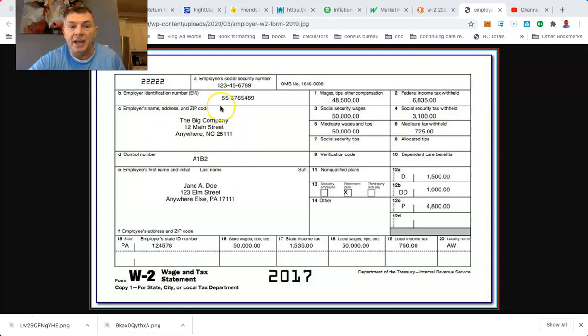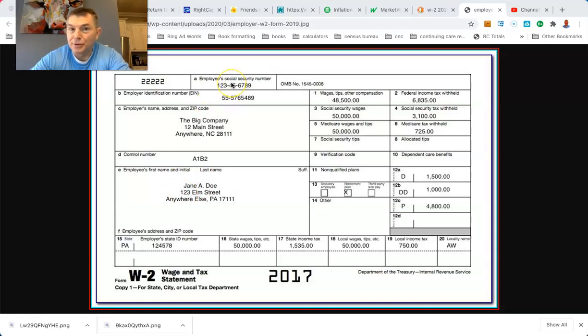Here's your employer's name. That's box C. Here's your employer's control number. Sometimes that may or may not be on there. It doesn't matter on the 1040. Again, the IRS already has this. All right, so boxes E and F are just your name and address. That's it. So boxes A through F, pretty self-explanatory there.